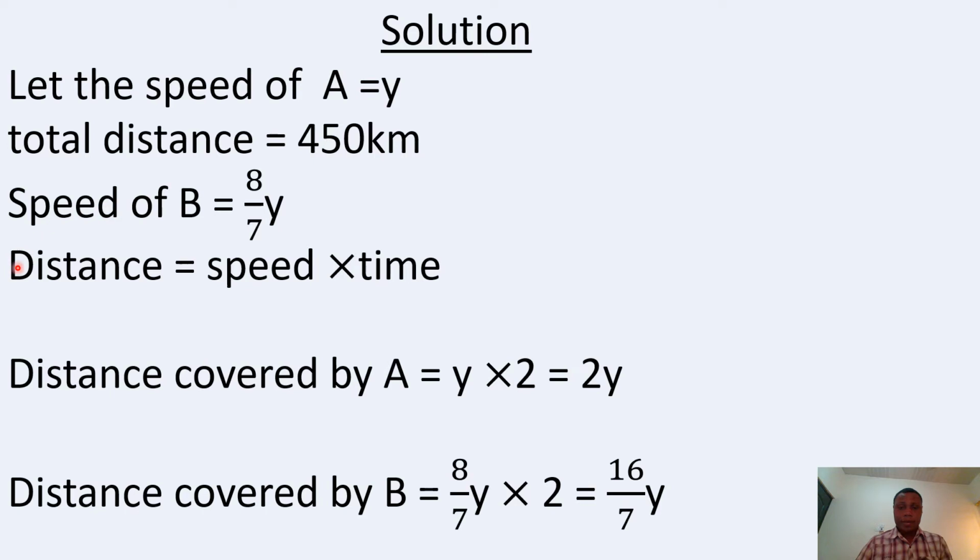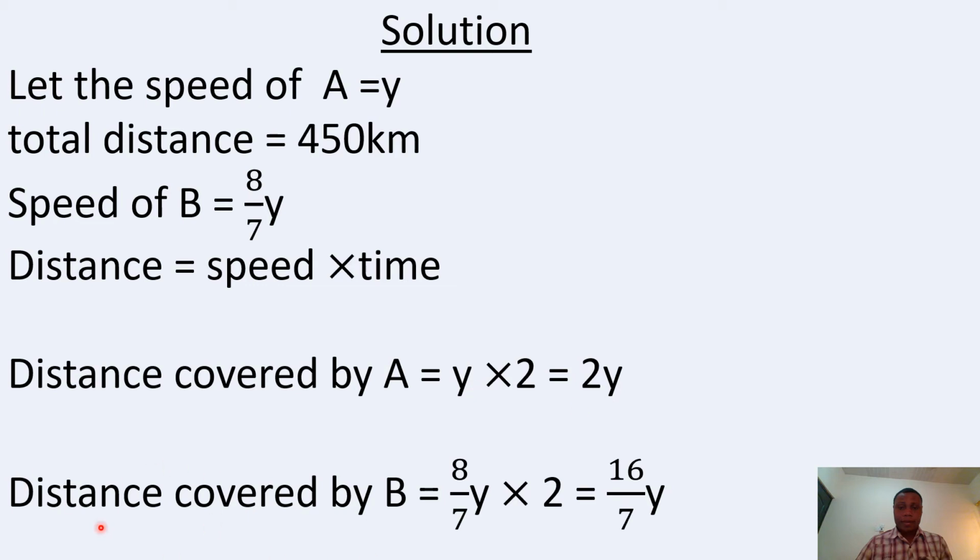Now we are going to use this simple formula to solve the question. Distance is equal to speed times time. We want to find the distance covered by train A. Our formula is speed times time. We look for the speed of A, which is y, so we put it here. We multiply it by the time. The time is 2 hours, which you all know, they all travel 2 hours. We multiply 2 by y, then we get 2y.